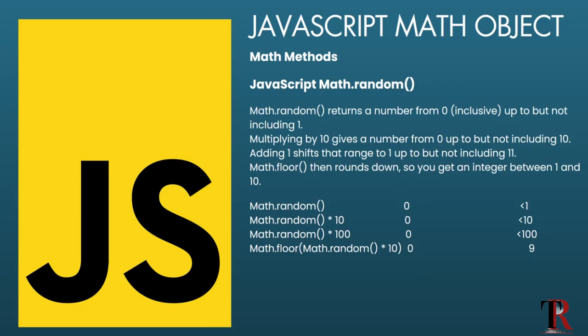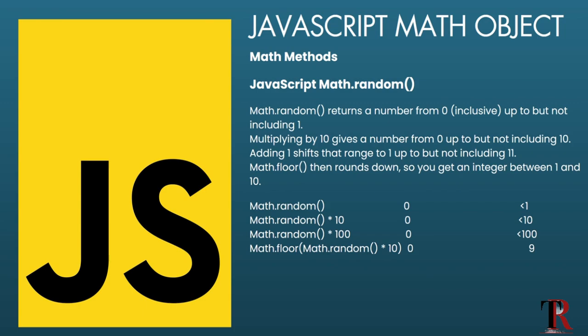Now, when you multiply a number by 10, it gives a number from 0 up to, but not including 10. So the output that you get is going to be a number from 0 up to, but not including 10. So it can be up to 9.9999, but 10 itself, which happens to be the number that you are multiplying with, is not going to be part of the numbers.